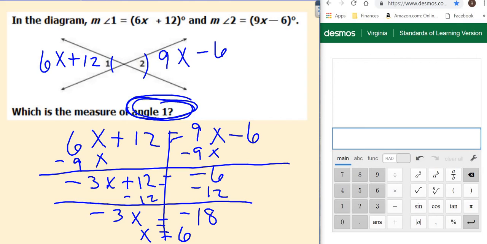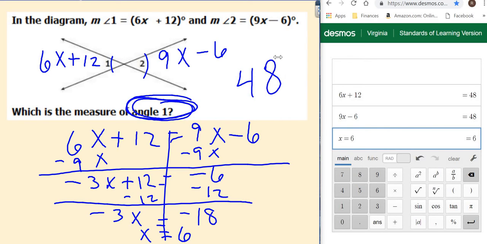So I've got to plug a 6 back in, but let me show you how I do this on my calculator. First, I'd put in 6x plus 12 on one line, and I know it has to be exactly equal to its vertical angle, 9x minus 6. If that's the case, then I'm going to go ahead and put the 6 in that I figured out, and that plugs it in, so I know that angle 1 and 2 are both 48 degrees.